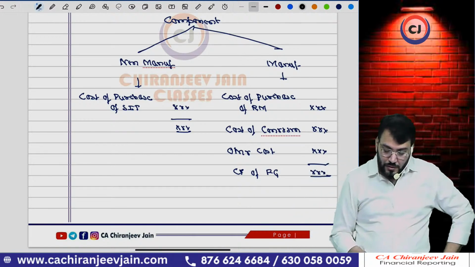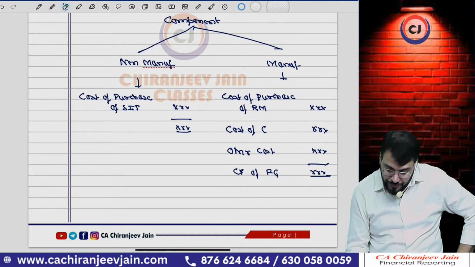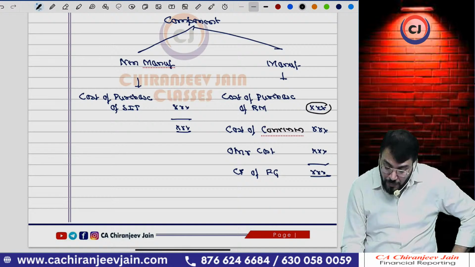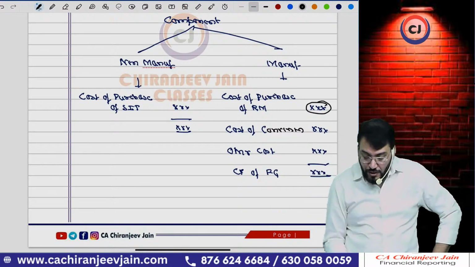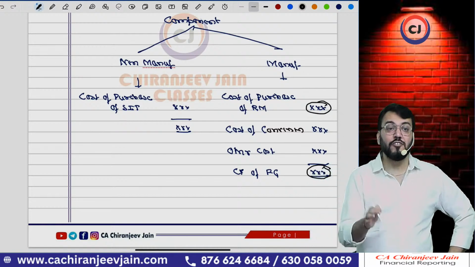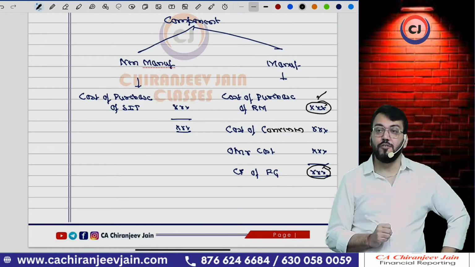Have you understood? It means if someone asks you in the question what is the cost price of raw material, this is the cost price of raw material, and this is the cost price of finished goods. Correct? It is quite possible in exam they ask you the raw material valuation. So this is the raw material cost price.